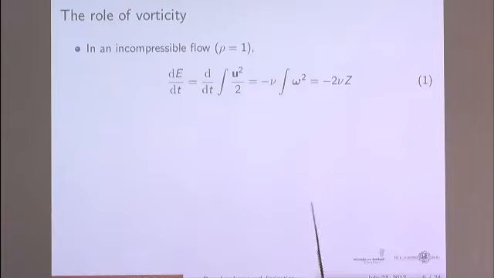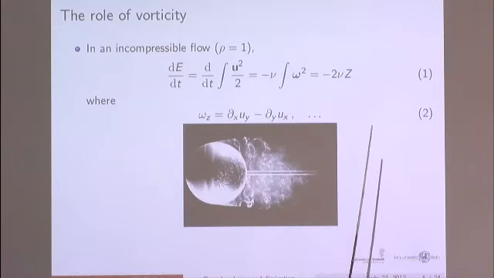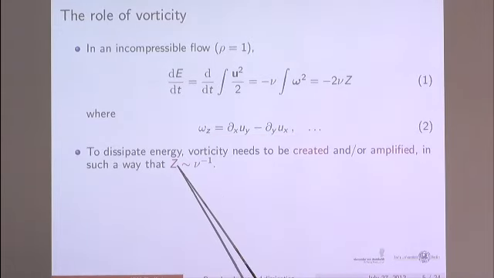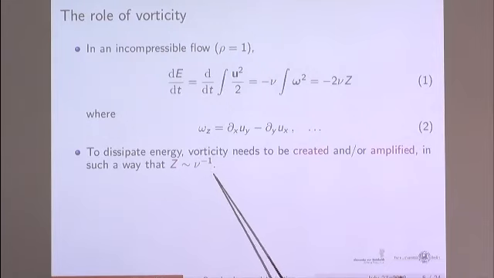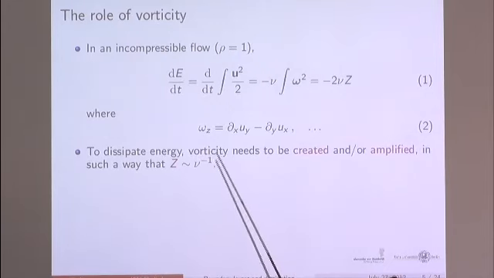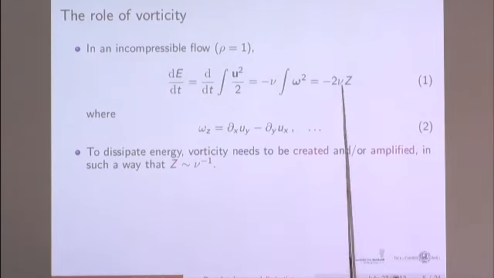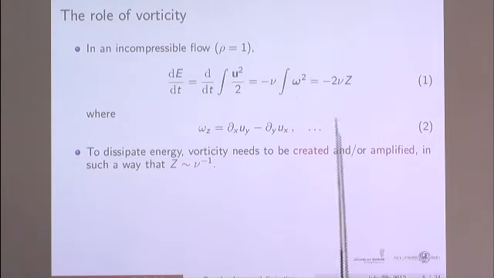So if we want to dissipate energy, in incompressible flows there's basically only one way to do that, which is to create enstrophy. So we need to have high enough enstrophy, and in fact, as you see from this very simple equation, we need the enstrophy to scale like nu to the -1, so that this goes to a finite limit, which is independent of nu, and we can dissipate energy efficiently.